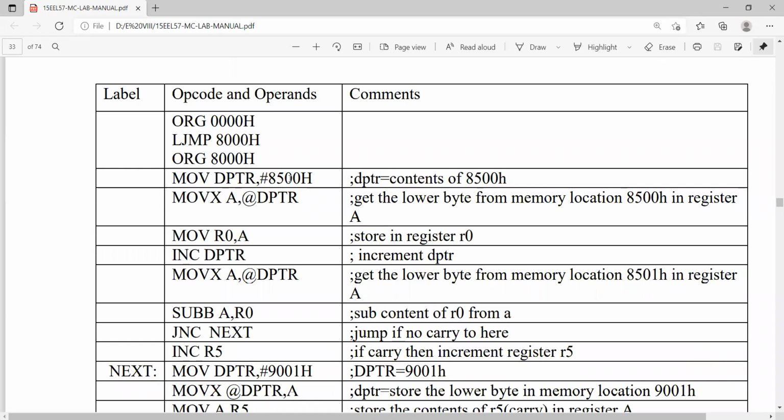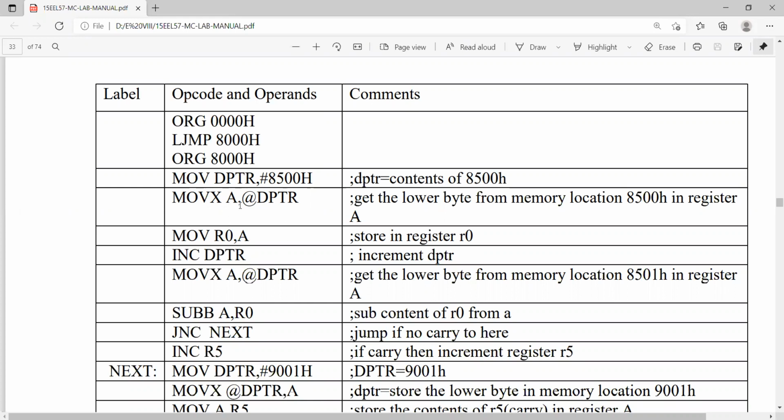8500 is your data pointer, and you load some value at that place. That data you can transfer to the accumulator. So whatever data you have loaded at 8500 will be moved to A, because this is the instruction to transfer the data pointer location to the accumulator. MOVX A, @DPTR.